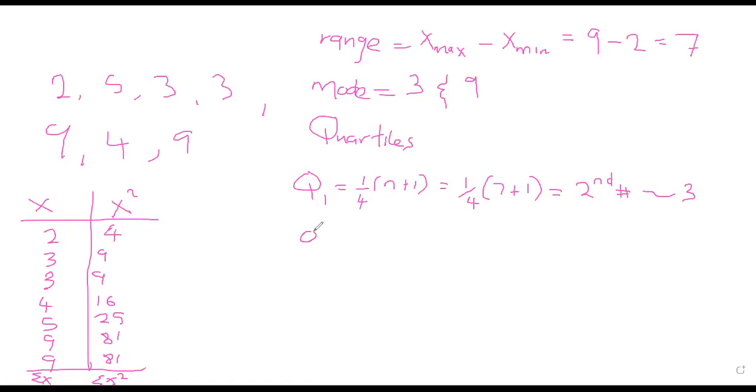So we have the second quartile, which is half of n plus 1. So what is our n? 7. 7 plus 1 is 8. Half of 8, what do we get? 4. The fourth position. So which one is the fourth position in this order? Yes, 4. Coincidentally, it is 4.